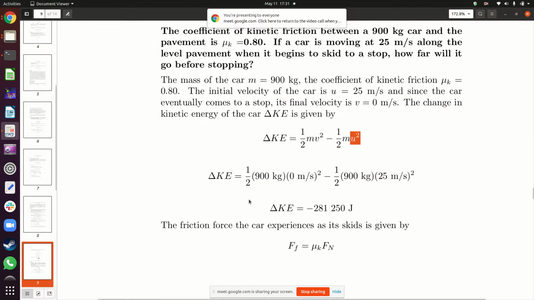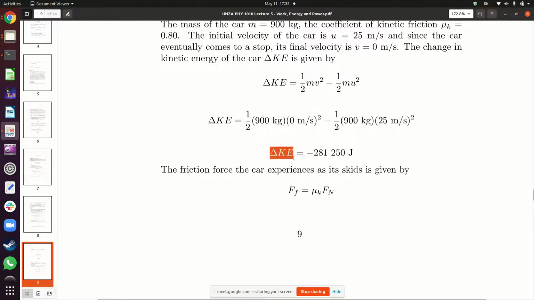So you work out this change. It's going to be half times 900 times 0 meters per second squared, minus half times 900 times 25 meters per second squared. And in this case, you end up having the change in kinetic energy as minus 281,250 joules. So this is how much kinetic energy this particular car loses when it comes to a stop. However, we know that this kinetic energy is lost because work has been done on this car by friction.